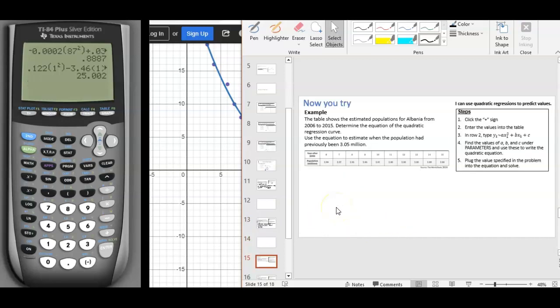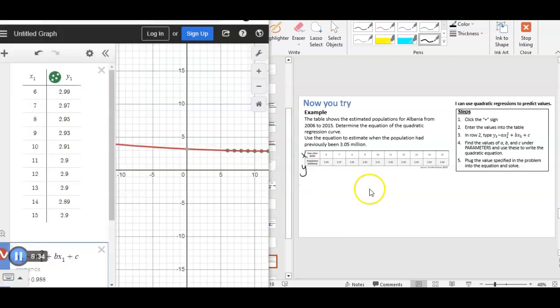Okay, so now you can go ahead and pause the video and try this example on your own. It says this is the estimated populations of Albania from 2006 to 2015. So the years after 2000 we're going to call our X values, and then the population we're going to call Y. So I'm going to pause the video while you go ahead and enter this into Desmos.